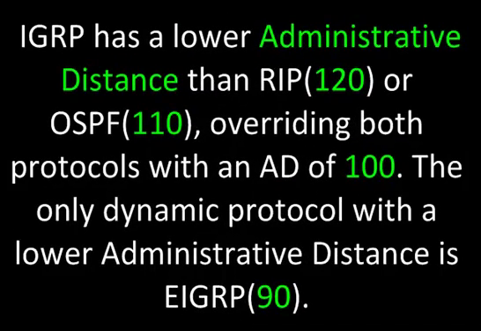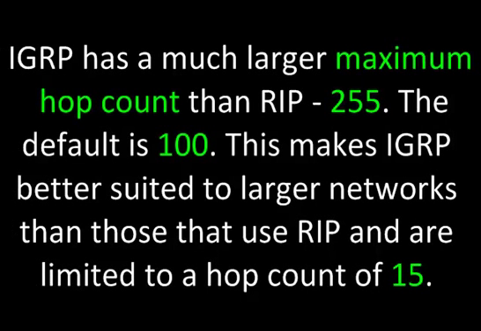IGRP has a lower administrative distance than RIP, 120, or Open Shortest Path First, 110, overriding both protocols with an AD of 100. The only dynamic protocol with a lower administrative distance is EIGRP, or Enhanced Interior Gateway Routing Protocol, with an AD of 90. IGRP has a much larger maximum hop count than RIP, 255. The default is 100. This makes IGRP better suited to larger networks than those that use RIP and are limited to a hop count of 15.